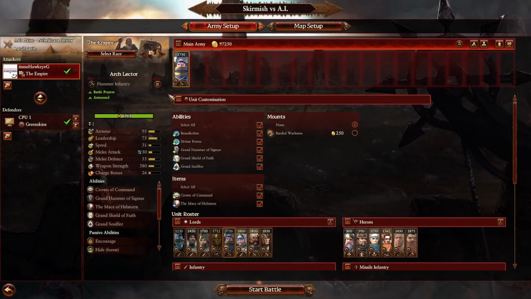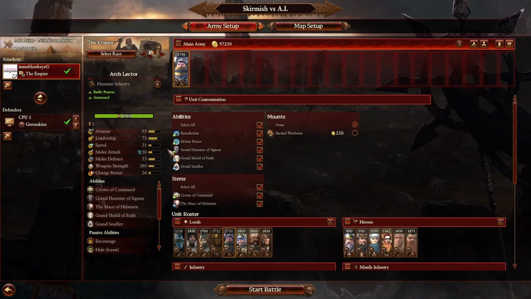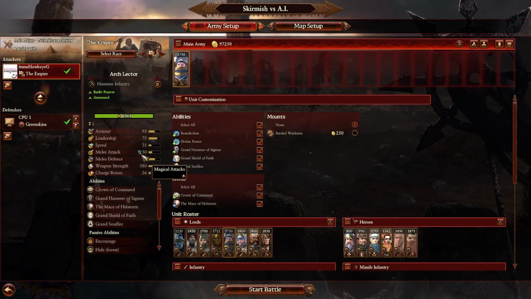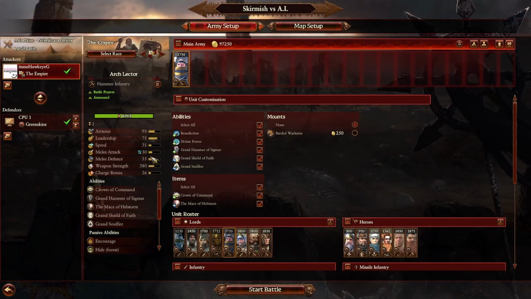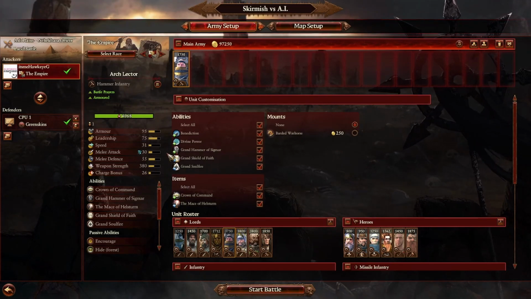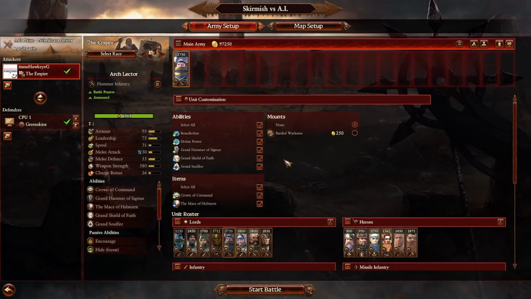but I find this to be a useful comparison. Look at their stats and see that this Archlector for the Empire, for example, doesn't have as strong melee stats, even though it's hammer infantry. This isn't a spellcaster or a ranged type. It's still a melee type, but we can use these stats to help identify in many cases that this is probably a support character as opposed to a melee lord.